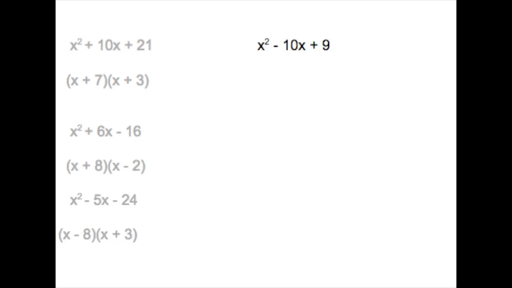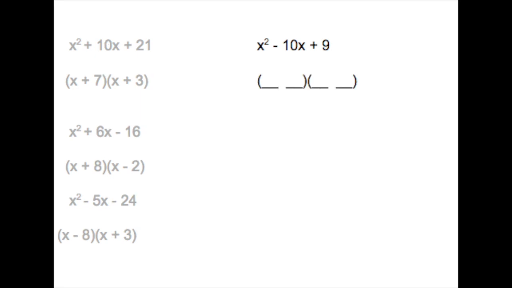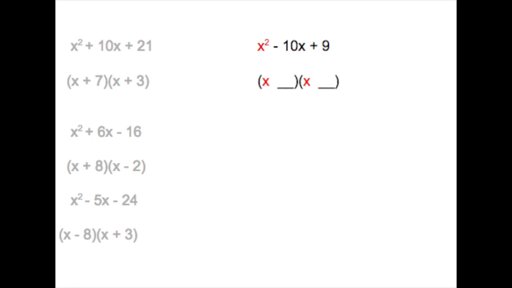Let's try one final example. Let's factor the quadratic expression x squared minus 10x plus 9. We know it's a quadratic expression because it's in the form ax squared plus bx plus c. We do not have an a value showing because it is 1. Again, this quadratic expression does not have a greatest common factor. We will factor this quadratic expression with the factors being two binomials. The first term in each factor will be x.